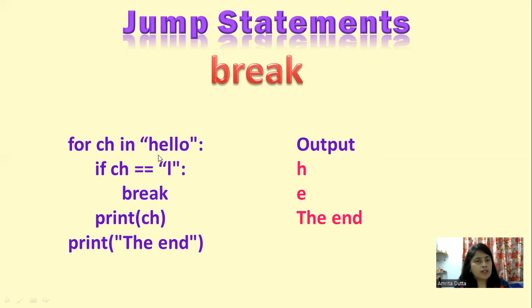Why? Because once it satisfies the condition and the character matches with 'l', since it is encountering the keyword break, the loop will be terminated. Once the loop is terminated, it will come to the last statement, which is mentioned outside the for loop, that is print the end. So that's why you can see in the output, after h and e, it will print the end.